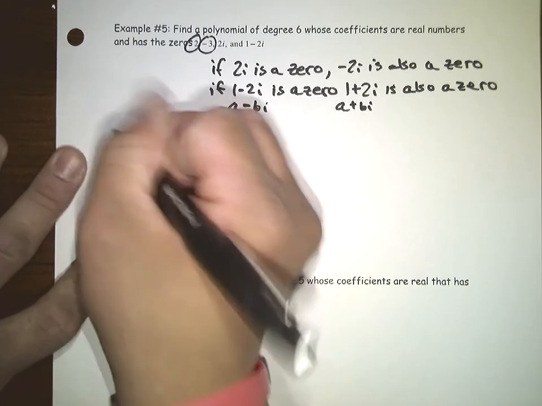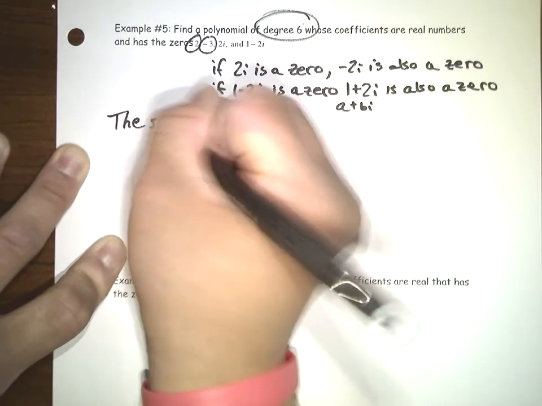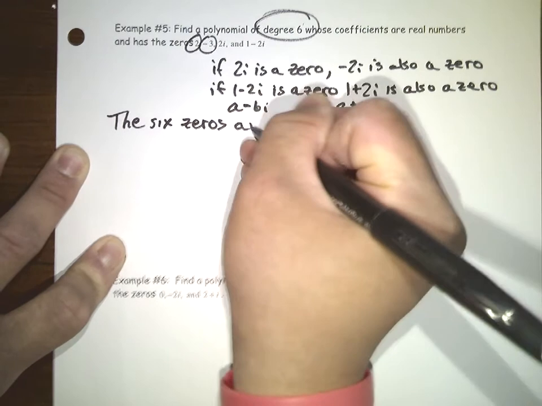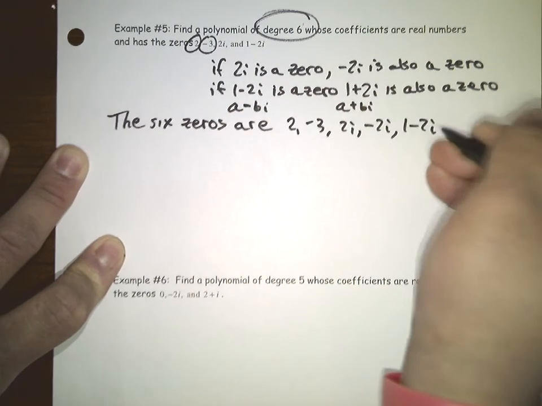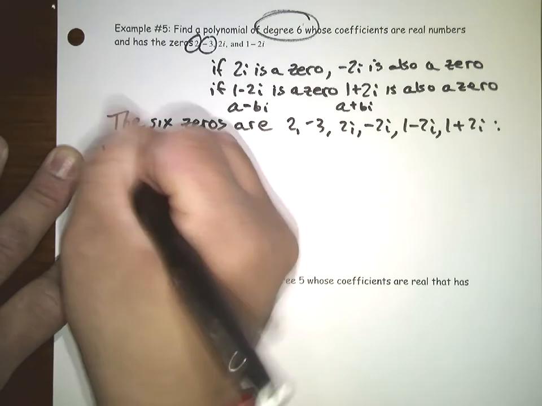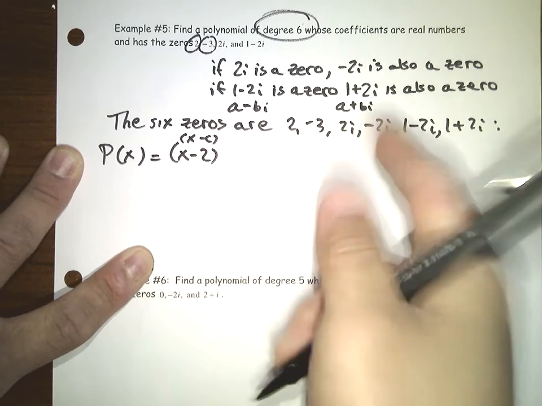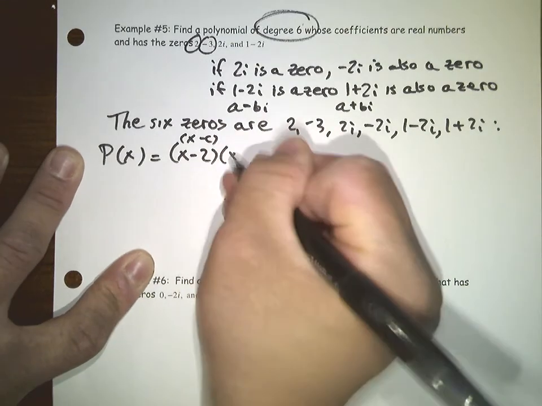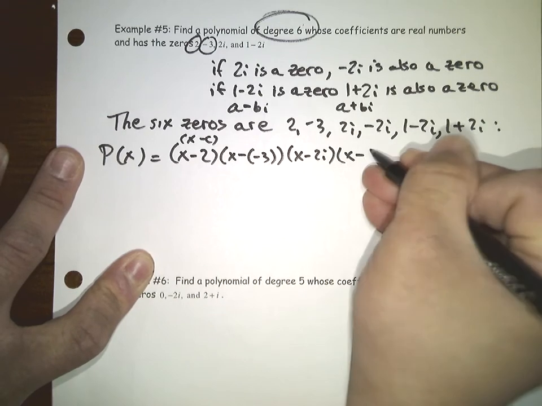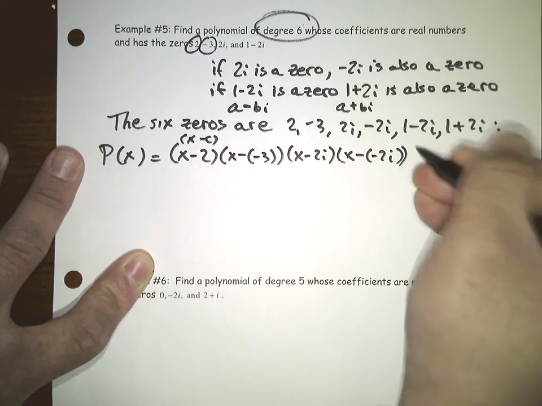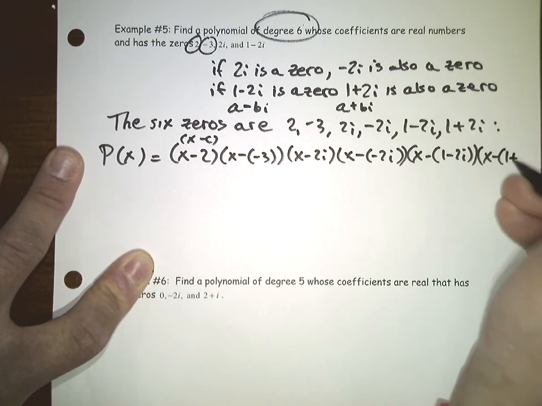So then that means the polynomial of degree 6 is, when we know that the 6 zeros are, right, 2, negative 3, 2i, negative 2i, 1 minus 2i, and 1 plus 2i, p of x is x minus 2, so that's x minus c, x minus c, x minus c, all the way through. So x minus negative 3, x minus 2i, and then x minus negative 2i, and then x minus 1 minus 2i, and x minus 1 plus 2i.